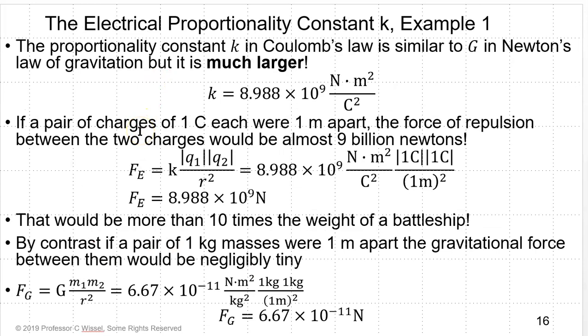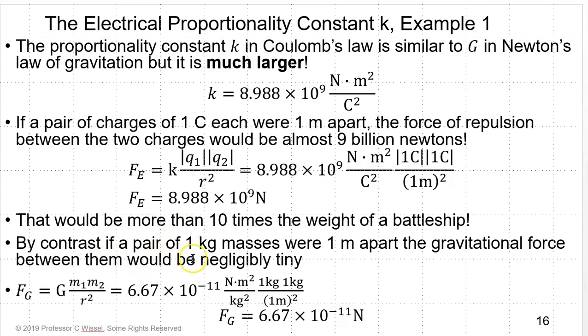Okay, now there's a proportionality constant in this. The proportionality constant in Coulomb's law is similar to G in Newton's law, but it's much larger. So K is 8.988 times 10 to the 9th newton meter squared per Coulomb squared. If a pair of charges, 1 Coulomb each, were held 1 meter apart, the force of repulsion between the two charges will be almost 9 billion newtons. We can derive that by just putting 1 Coulomb in each of these and holding them 1 meter apart. The force of electrical repulsion is 8.988 times 10 to the 9th newtons, which is about 9 billion newtons. This would be more than 10 times the weight of a battleship. It's kind of amazing, isn't it?